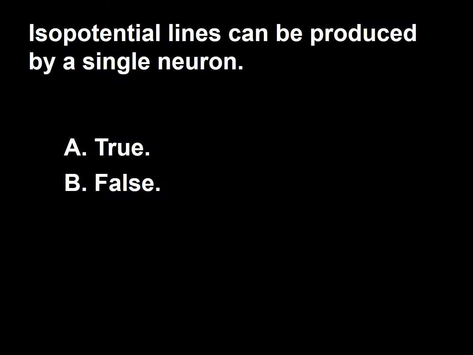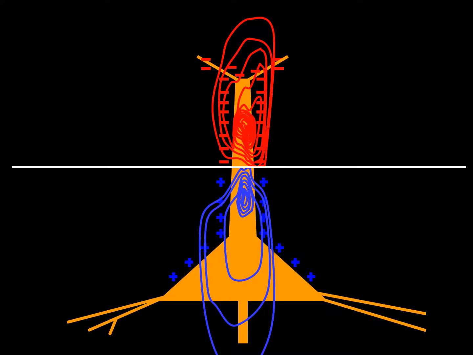Next question. Isopotential lines can be produced by a single neuron. A true, B false. The figure represents a single dipole from a single apical dendrite of a pyramidal cell. Such fields are therefore often referred to by the orientation of the dipole, and as such they are called vertical dipoles.